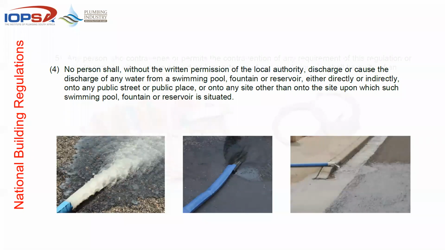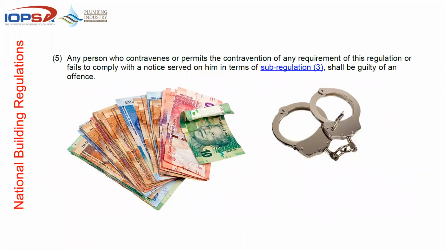And then, like with most regulations, the National Building Regulation ends up saying that any person who contravenes or permits the contravention of any requirement of this regulation or fails to comply with a notice served in subregulation 3, in other words, you either dump or you discharge and you get served a notice as per the local authority, and you ignore that notice served, shall be guilty of an offense.